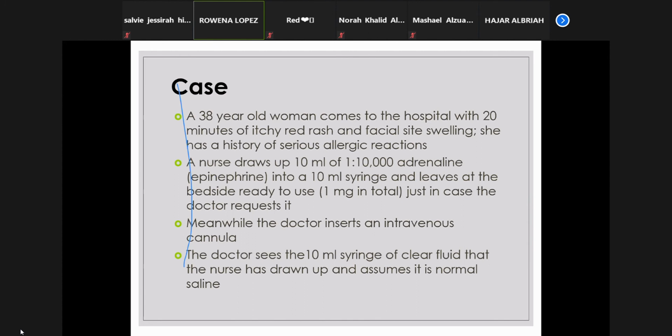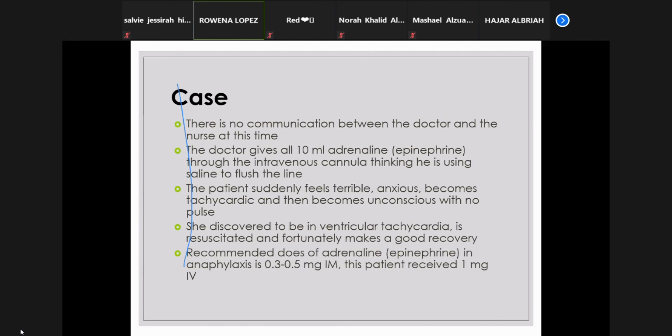Meanwhile, the doctor inserts an intravenous cannula. The doctor sees the 10 ml syringe of clear fluid that the nurse has drawn up and assumes it is normal saline. There is no communication between the doctor and the nurse at this time, and the doctor gives all 10 ml of adrenaline (epinephrine) through the intravenous cannula, thinking he's using saline to flush the line.